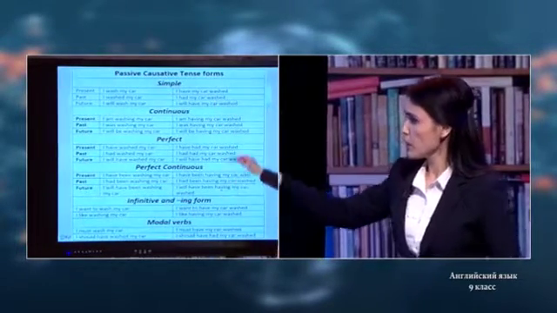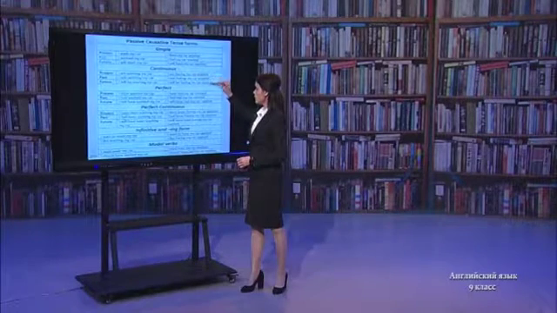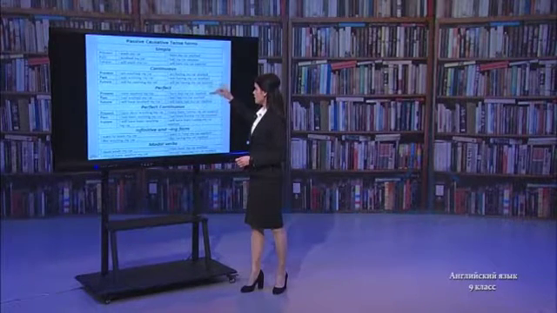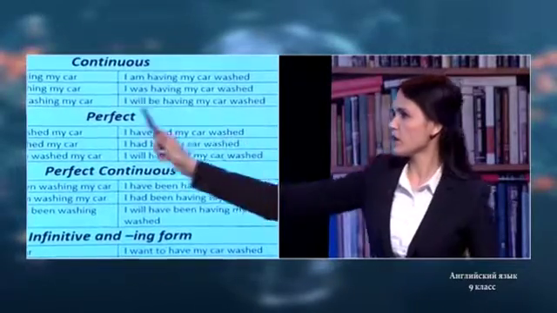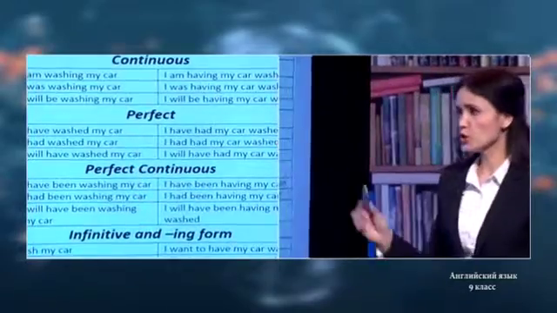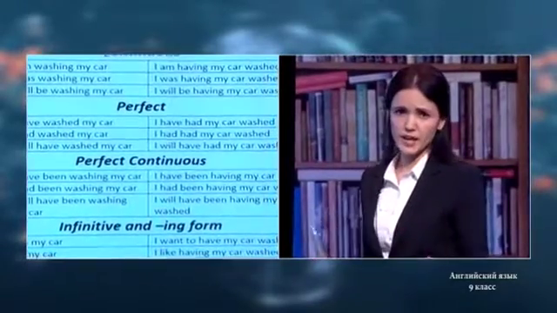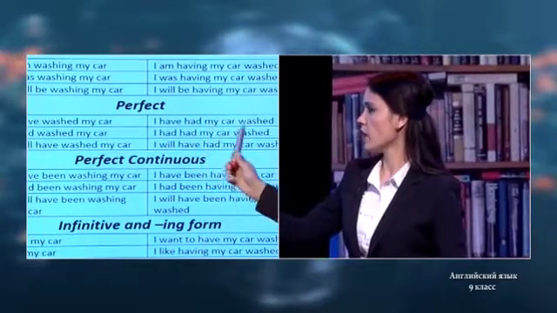In this column, you make your own sentence. For example, I have had my car washed. I have washed my car. That means you did it yourself. You didn't ask anybody to do it. And in this column, I have had my car washed.